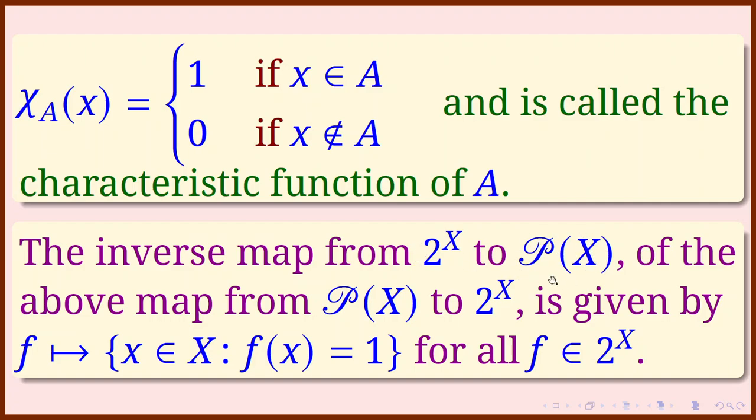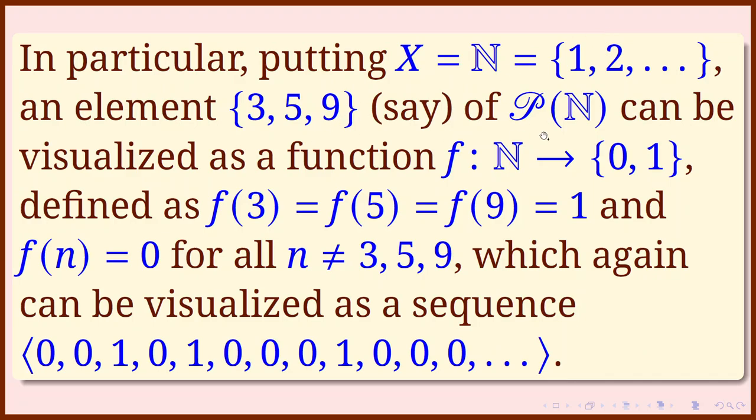So we start with an element of P(N). For example, let us take this one: {3, 5, 9}. This is a 3 element set taken in P(N), so this is a subset of natural numbers. Under that bijection, how does it look when you consider it as an element of 2 to the power N? It looks like this function f from N to {0, 1}, and it is given by: 3, 5 and 9 go to 1 under this function, and all other natural numbers go to 0.